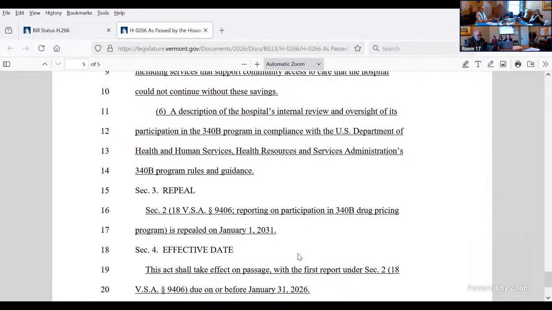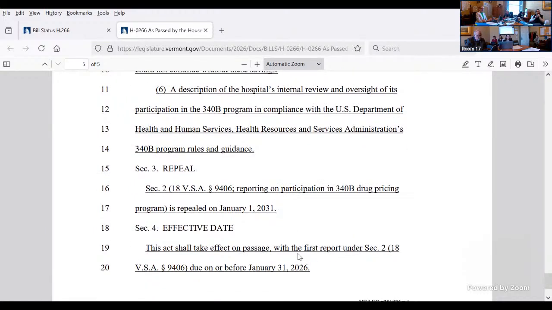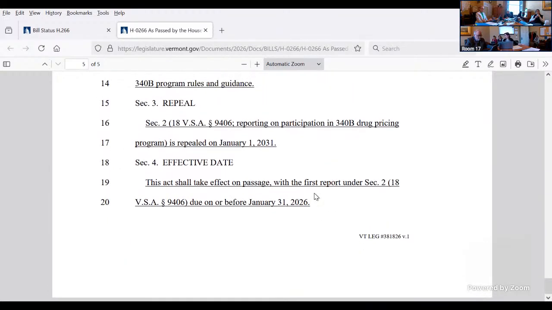Section 3 would sunset the report after 5 years, and the act would take effect on passage with the first hospital report due on or before January 1st, 2026. 31st. 31st, what did I say? First? Yeah. Thank you. January 31st.